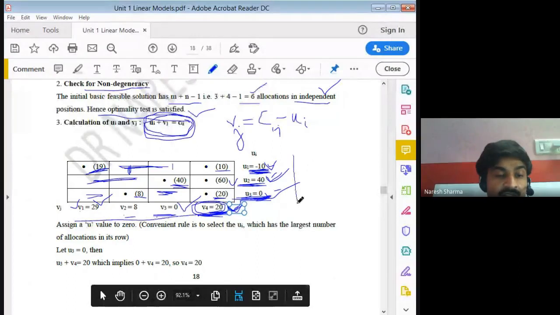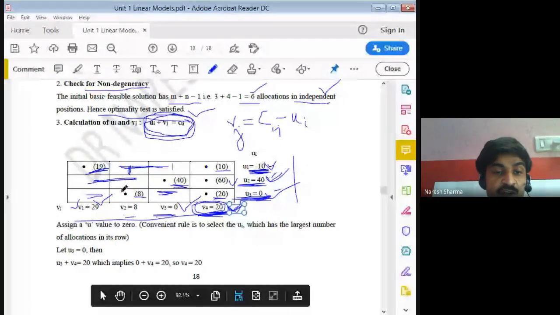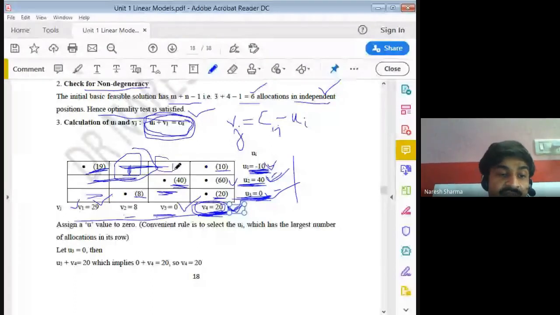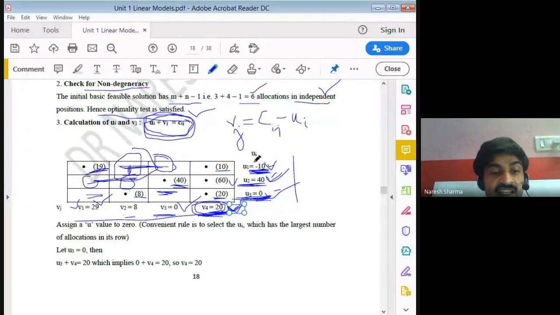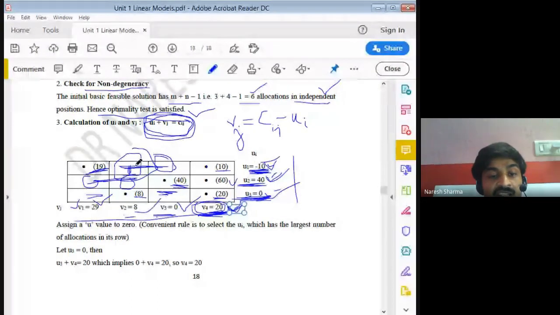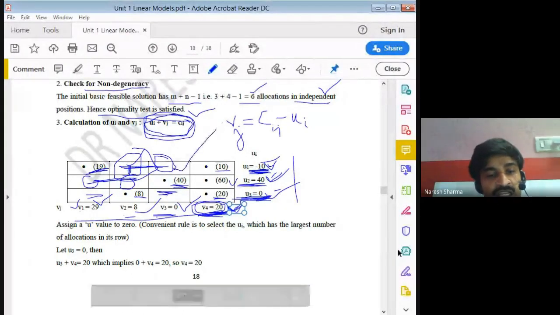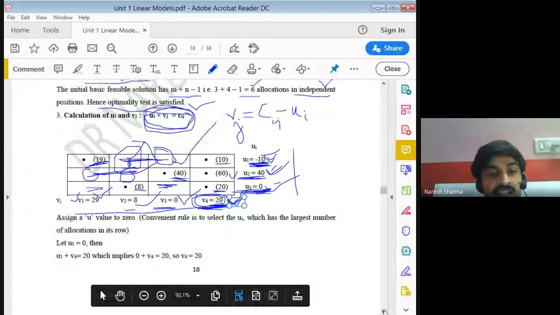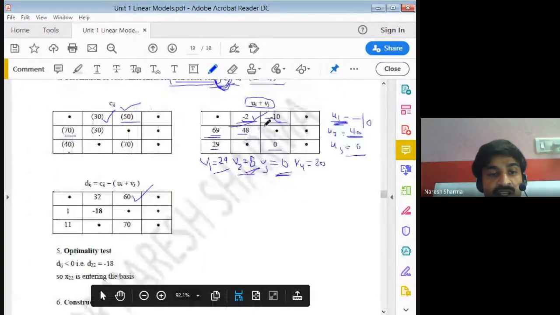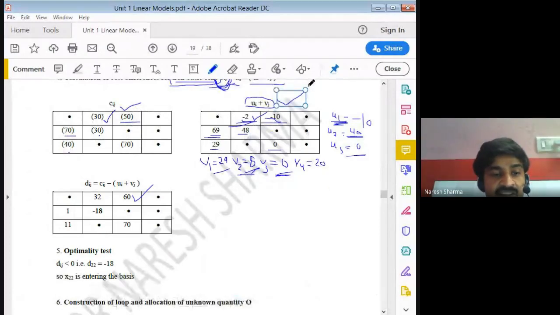Actually I'm just interested in these u plus v where allocation is not present, right? So you just add the corresponding u and v. Here it is minus 10, here it is 8. So u plus v you write here, then minus 10 and 0 you can write here, but in a new table only, right? So in a new table we calculate Cij for non-basic cells and also u plus v. After that we take the difference of these, that is dij.